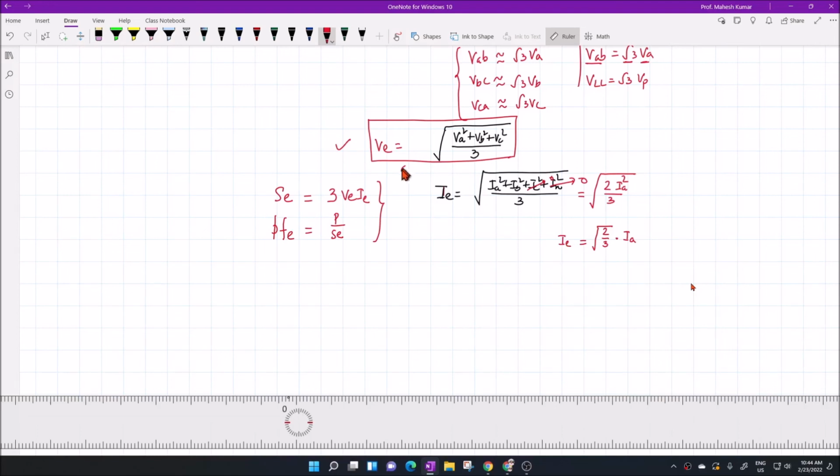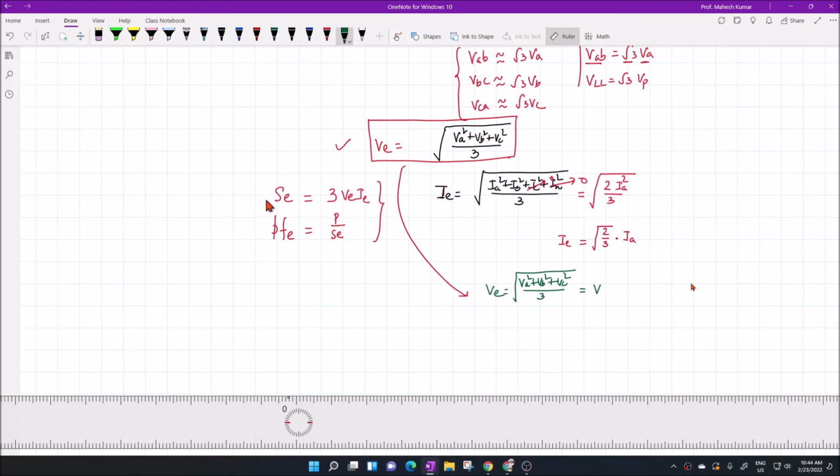And what is VE? VE is the square root of VA square plus VB square plus VC square, divided by 3. Since VA, VB, VC are the same, they are balanced voltages, it becomes simply V.